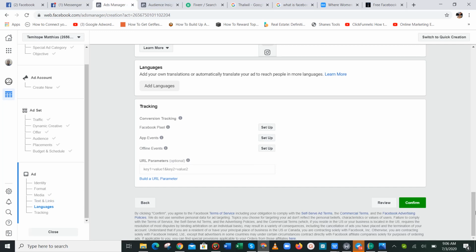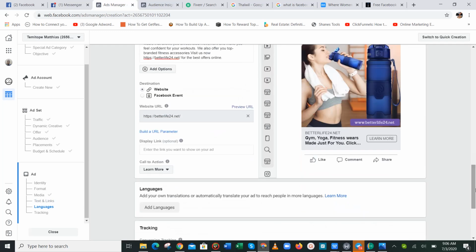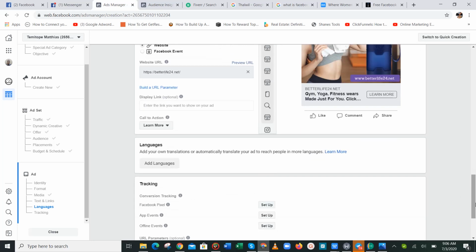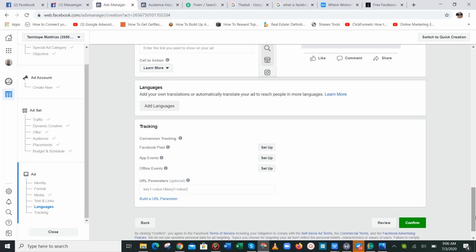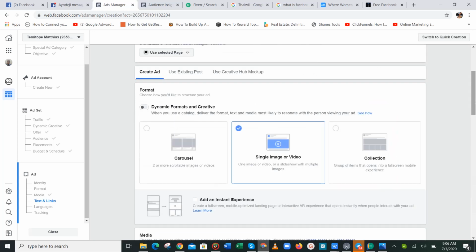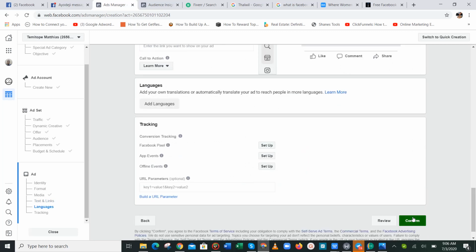But don't forget you have to add your pixel. Before you create this ad, add your pixel, connect it with your Facebook account so you can track the result very well. It is very good. Add pixel. You can research about adding pixel. It's very easy. So once you have created your ads, everything is set, then you click on confirm.